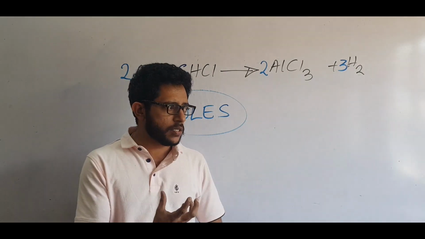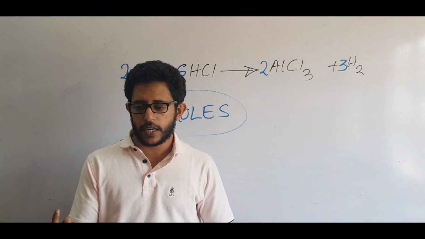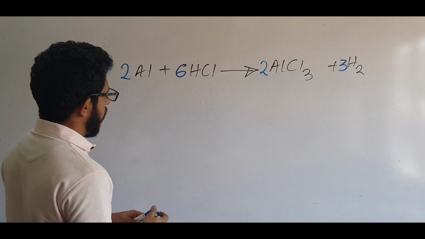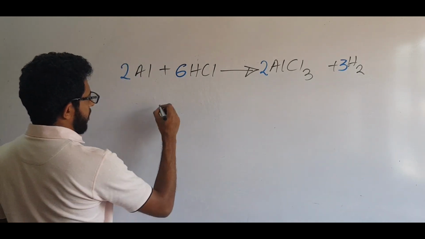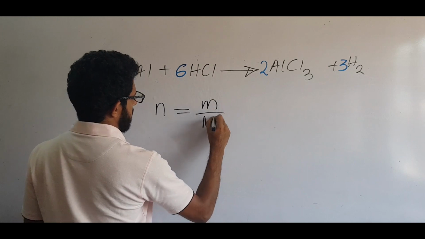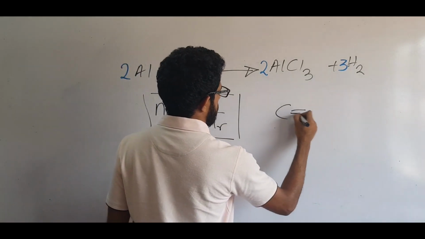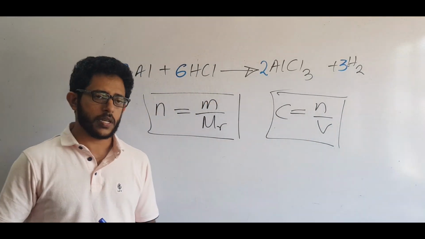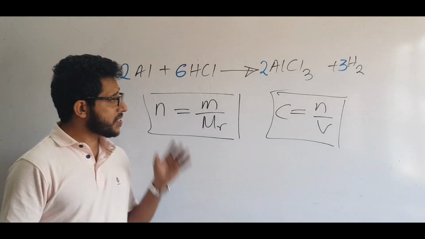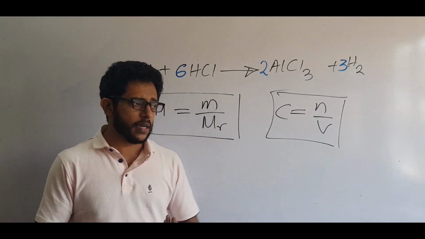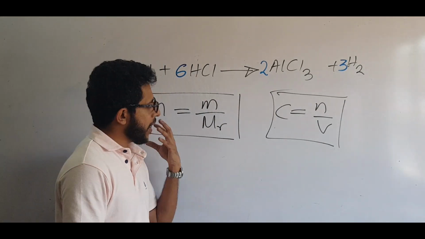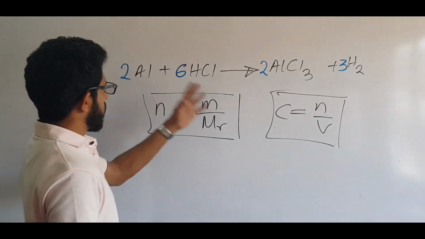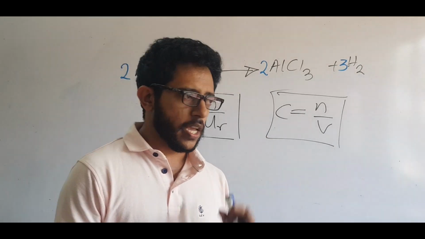So if you know the moles, then you can calculate the mass and concentration, because we have formulas to find them. The common formulas we use are: amount equals mass over molar mass, and concentration equals amount over volume. These are the 2 common equations we use in chemical calculation. So we'll see how we can convert the given mass or given data and how we use them for chemical calculation.